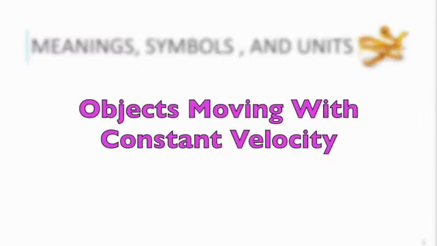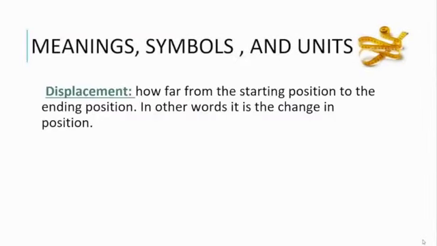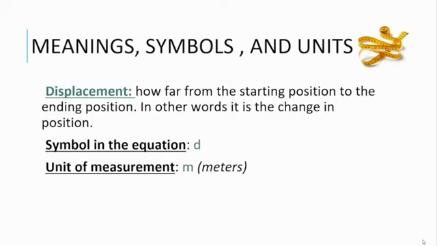Alright, so the first thing that we're going to look at here is displacement. We're going to define displacement as how far an object is moving from its starting position. In other words, we're just talking about its change in position. Displacement is going to be represented by the letter D, and the units of displacement in physics are going to be meters. If for some reason we're given a unit that is not meters, like say centimeters or feet or inches, we're going to have to convert that over to meters.